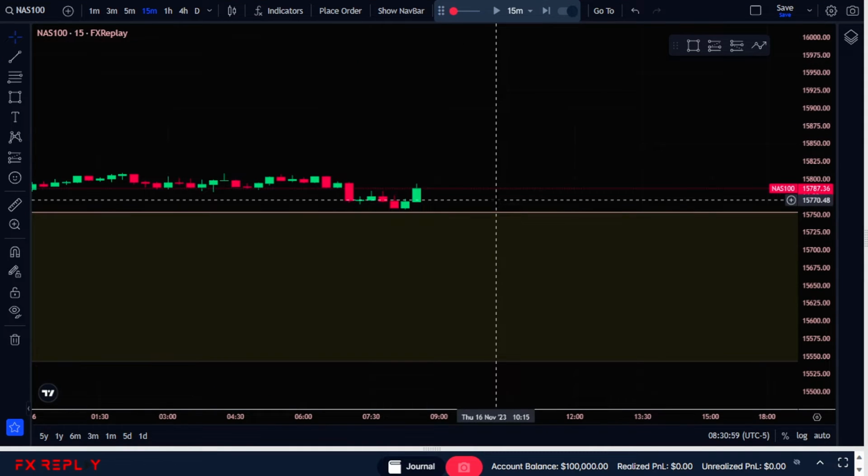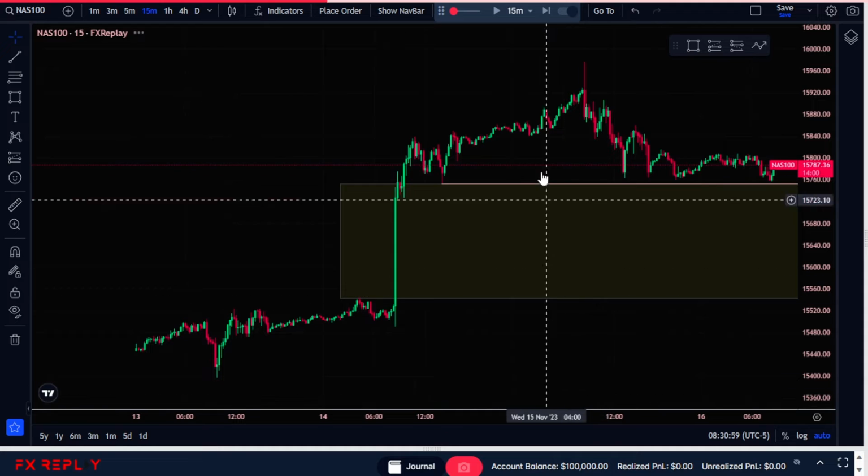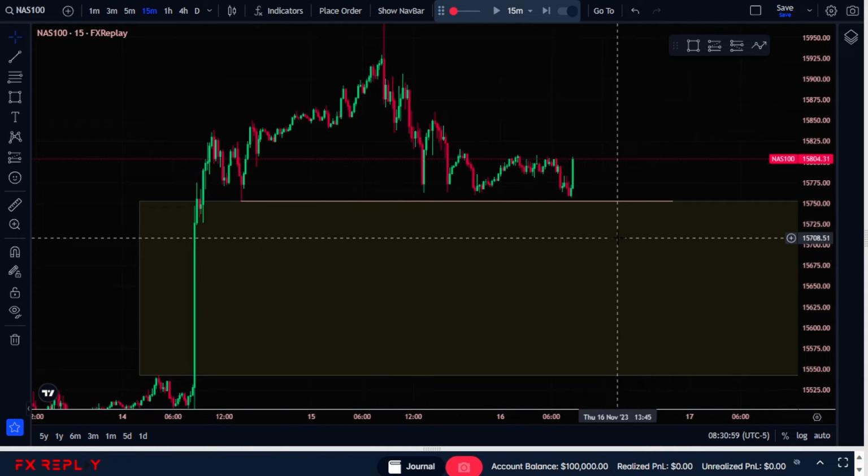Let's drop down to a lower time frame such as the 15-minute time frame so we can look even closer at this setup.